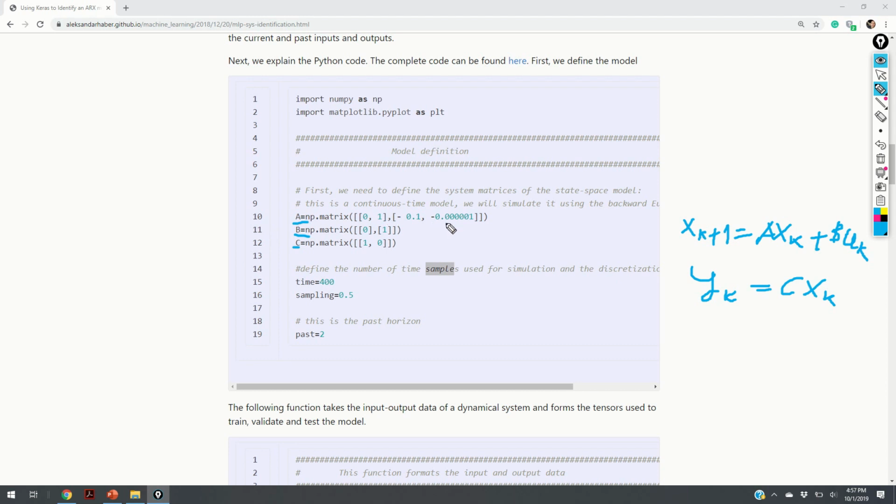Now, we define the system matrices. We define the total number of discrete time samples. We define the sampling discretization time T, and we define the past horizon. In this case, the past horizon is equal to 2. However, in the general case, the past horizon should also be determined from the data, but we're going to talk about that in our future videos.